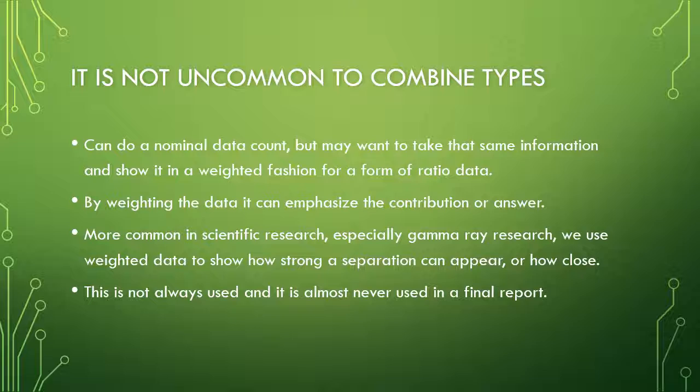We always like to make sure that there's a final report, and so when we combine types, we have to explain how we've made the connections, how we have taken some information and maybe switched it from nominal to ratio data. Especially if it's almost never used this way, we need to explain why we did it this way in the final report. By the way, there is always, always, always a final report when we conduct research.